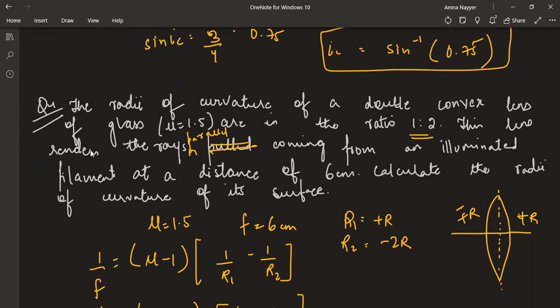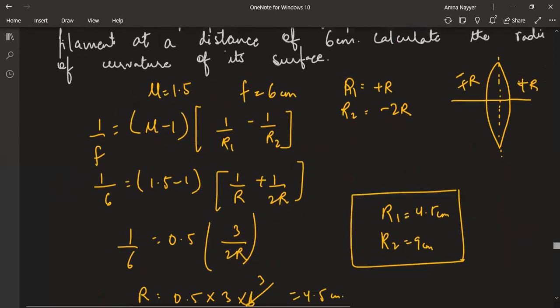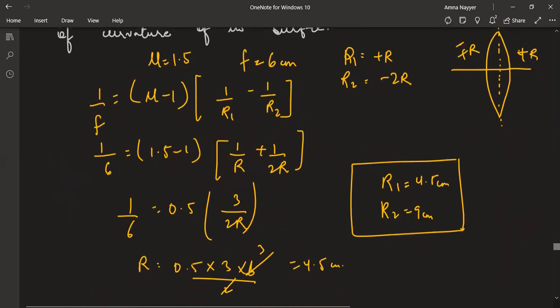Parallel it is, so it means the object is kept at such a point from which the rays will ultimately become parallel, and that point will only be the focus of it. So that's why just change this to parallel. Then with the word parallel, I think it will become clearer for you. If the rays are becoming parallel, it means the object must be kept at focus. That's why I've taken focus as 6 centimeters. And R1 came out to be 4.5, so double of it will be 9 centimeters.